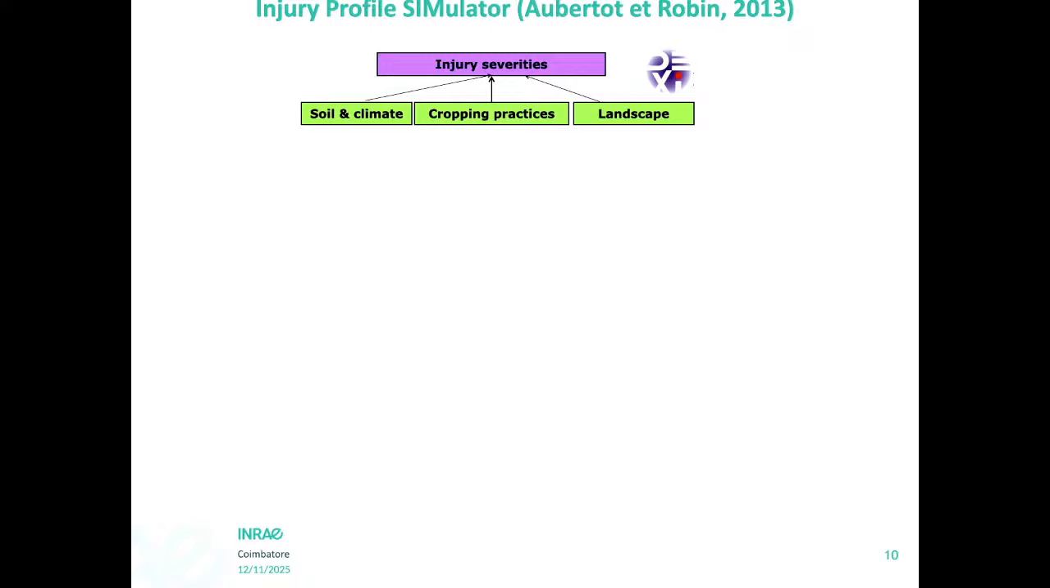Then cropping practices, for me, are central because I'm an agronomist, so maybe I'm biased, but there are always very strong effects of cropping practices on pest development. And depending on the pest that you are considering, you might need information at the landscape level. But after, again, it's a choice of the modeler. So it's hard to have a generic answer because it depends on the question that you have and the type of model you want to design.